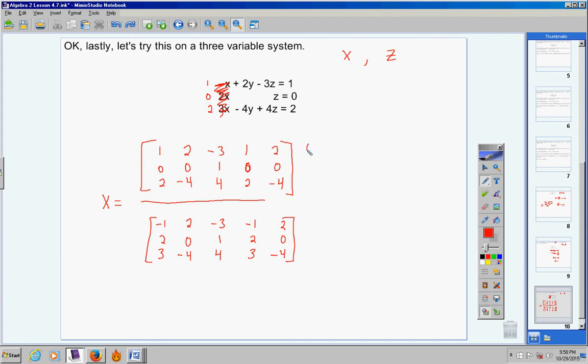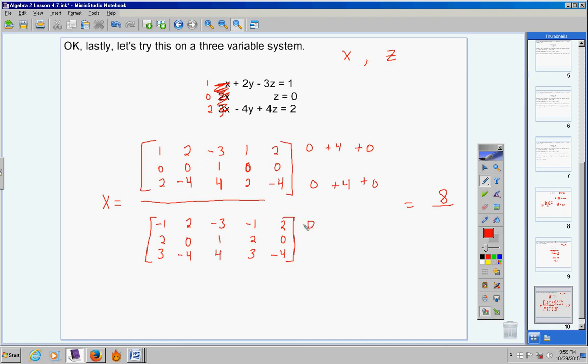Multiply up, I get a 0. Multiply up, negative 4, so I'll put a positive 4. Multiply up, 0. Multiply down, 0. Multiply down, positive 4. Multiply down, 0. Positive 4 is 8. Now let's find the determinant of the denominator.